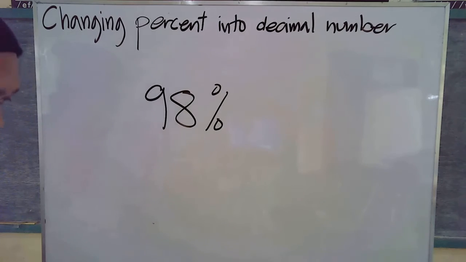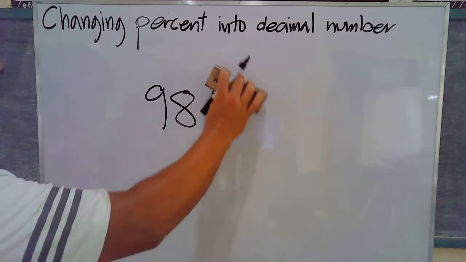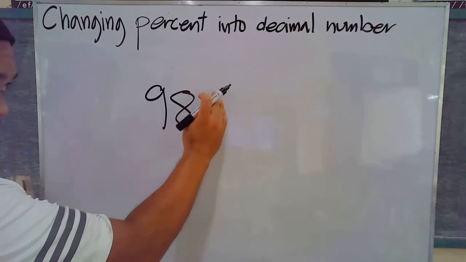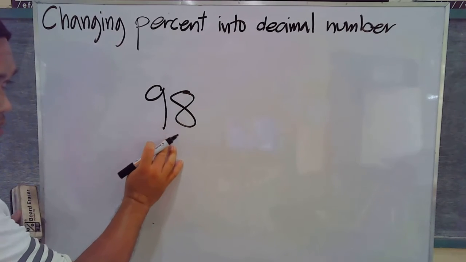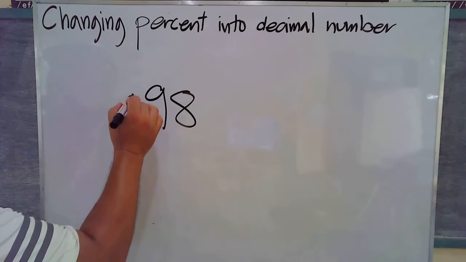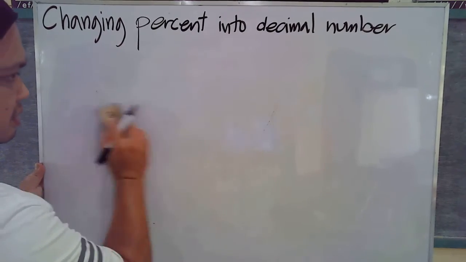Okay, so again, all we need to do is drop the percent sign. Okay, and from here, move 2 steps to the left. 1, 2. That will be your decimal point. Okay, so that's your answer. Let's have some more example.